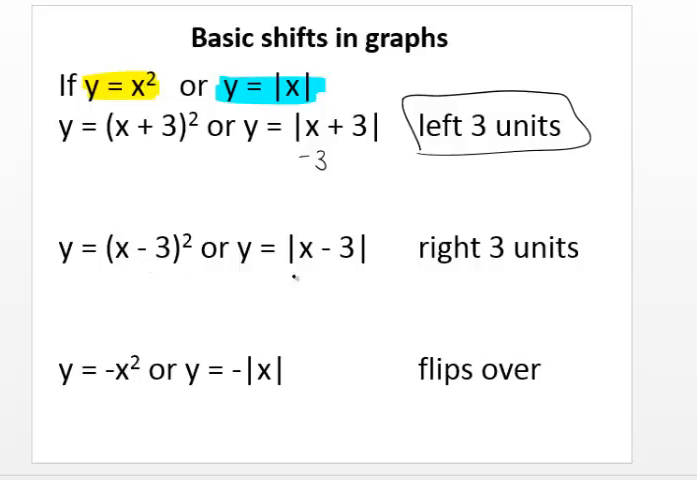If you have a minus 3 on the inside of your parentheses or your absolute values, that's going to move it to the right 3 with the same reasoning. This is not a left 3, even though it says minus 3. A lot of people think that means left, but you're trying to see what will create 0 here, and 3 is the number that creates 0, and that is to the right. And then the last one, you notice that there's the negative out front, so what that does is it flips it over the x-axis.